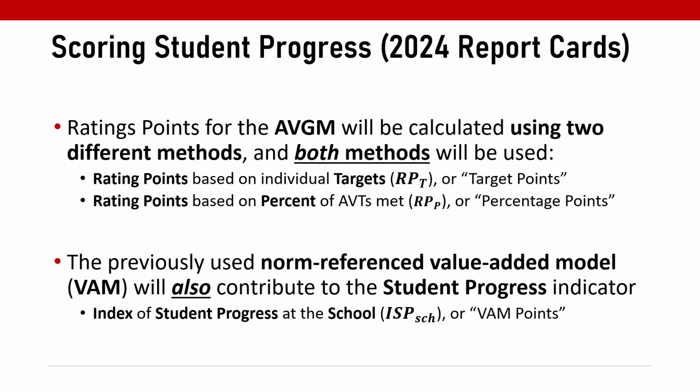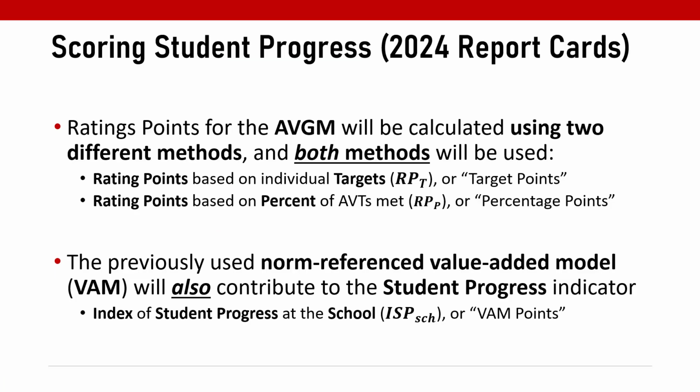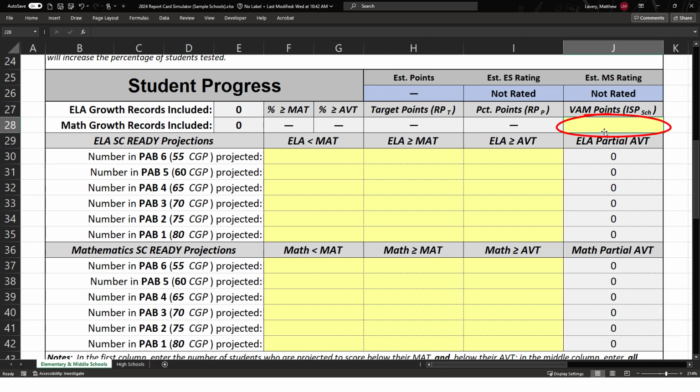Thus, scores for the student progress indicator will be calculated by taking the mean of three metrics, two of which are derived from the added value growth model: rating points based on individual target attainment, which we can refer to as target points, and rating points based on the percent of AVTs met, which we can refer to as percentage points. Both of those metrics will be calculated with the information entered in this area of the simulator. The third metric is the previously used norm referenced value added model, which will also contribute to the student progress indicator. Those points will be entered in this area of the simulator.